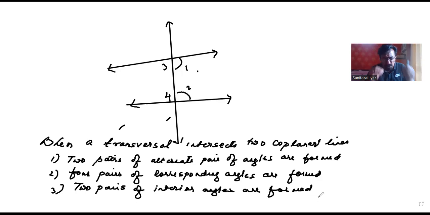Alternate angles are formed when a transversal intersects two coplanar lines. Corresponding angles are formed when a transversal intersects two coplanar lines. Interior angles are formed when a transversal intersects two coplanar lines. I hope people are getting me here, children.